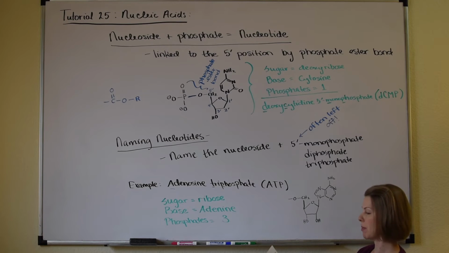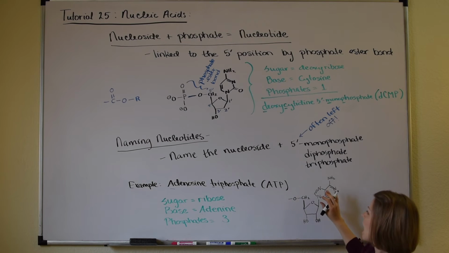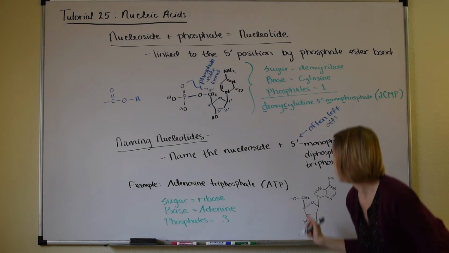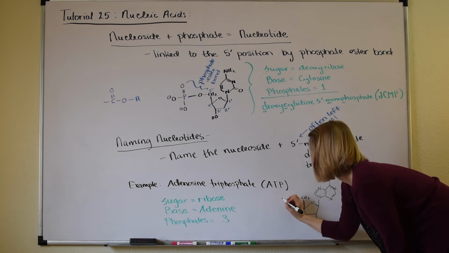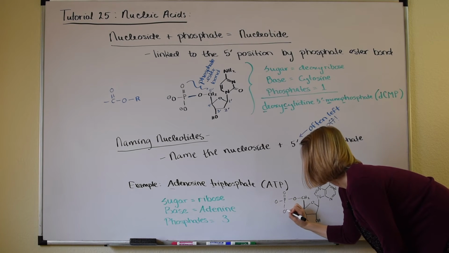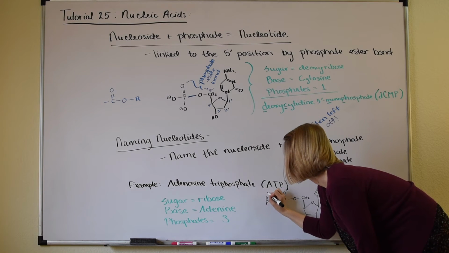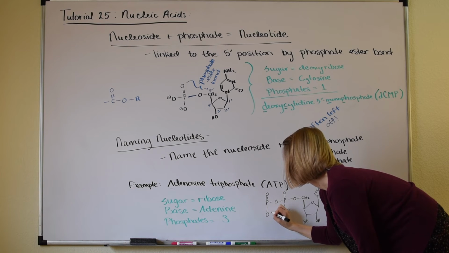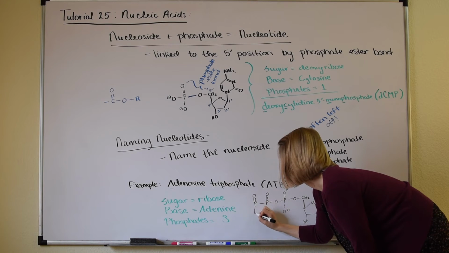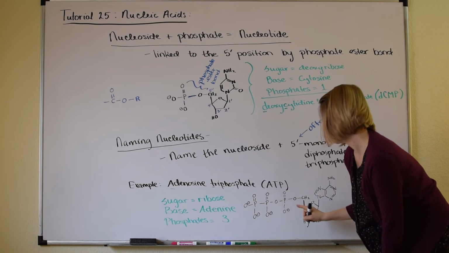Okay, make sure I didn't make any mistakes there. Okay, so that is the structure for adenine. Now that I've linked it to ribose, we have adenosine. Now let's add our 3 phosphates. So we've got 1, 2, 3. Okay, so 1, 2, 3.